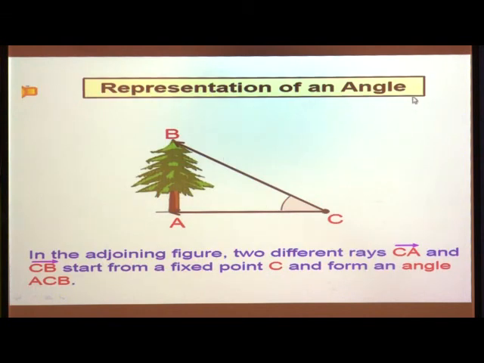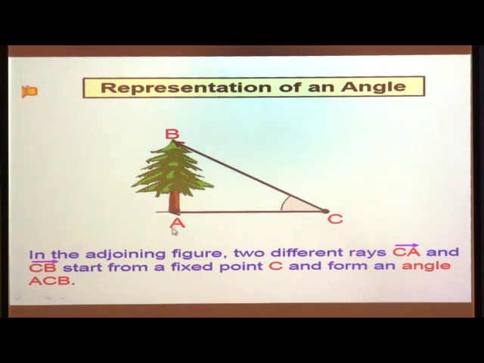Representation of an angle. Now see here, in this adjoining figure, two different rays CA and CB start from a fixed point C and form an angle ACB. We have two different rays, ray CB and ray CA. These two rays have one common starting point, the fixed point, which is called C.